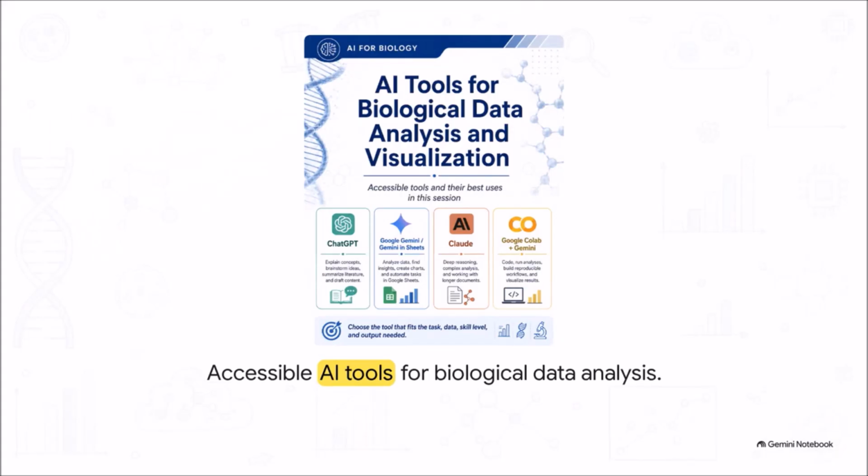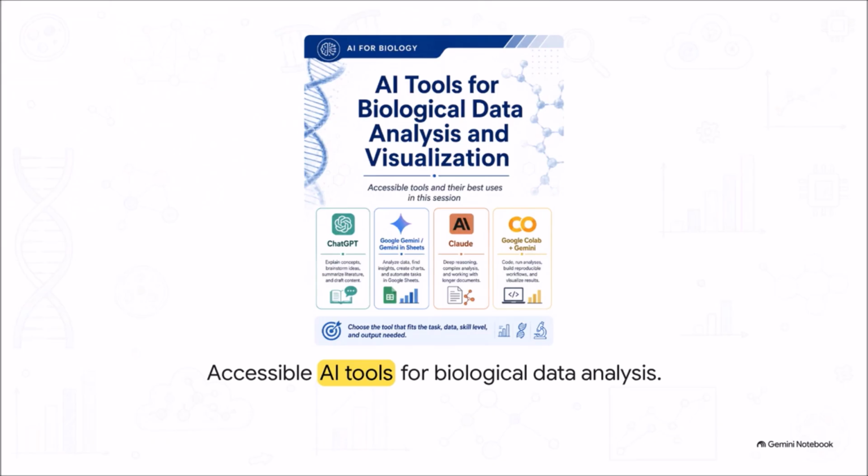So what does this toolbox actually look like? Well, we basically have 4 main pillars for biology. You've got ChatGPT, which absolutely excels at explaining concepts and summarizing literature. Then there's Gemini, which is perfectly tailored for analyzing your data right where it lives in spreadsheets. You've got Claude, positioned for deep reasoning and handling those massive long documents. And while we aren't going to deep dive into it today, Google Colab combined with Gemini is sitting there for coding reproducible workflows. Think of these not as competitors fighting for your subscription, but as completely different, specialized instruments in your laboratory toolkit.